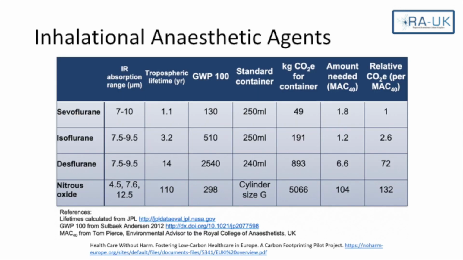I suspect that everyone here is familiar with the fact that inhalational anaesthetic agents have a greenhouse effect and that desflurane is the worst. This column here talks about the global warming potential over 100 years, with one being carbon dioxide. And we can see that desflurane is by far the worst gas from that point of view. Given that it has to be given in relatively high concentrations compared to sevoflurane and isoflurane to give a MAC of anaesthetic, the relative carbon dioxide production compared to sevoflurane is huge.